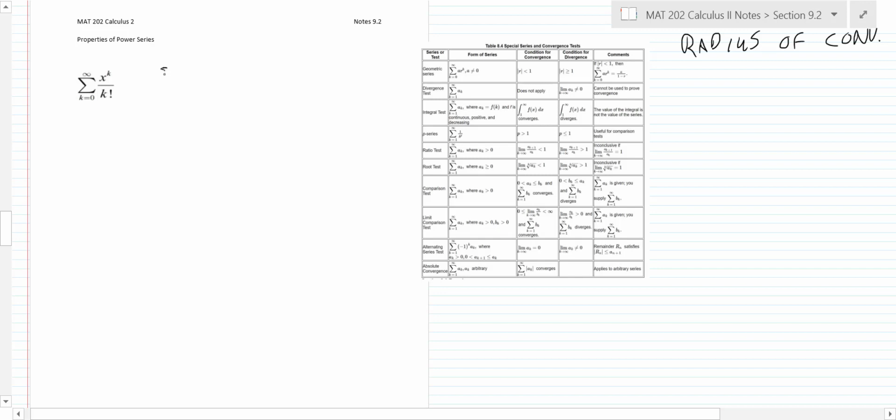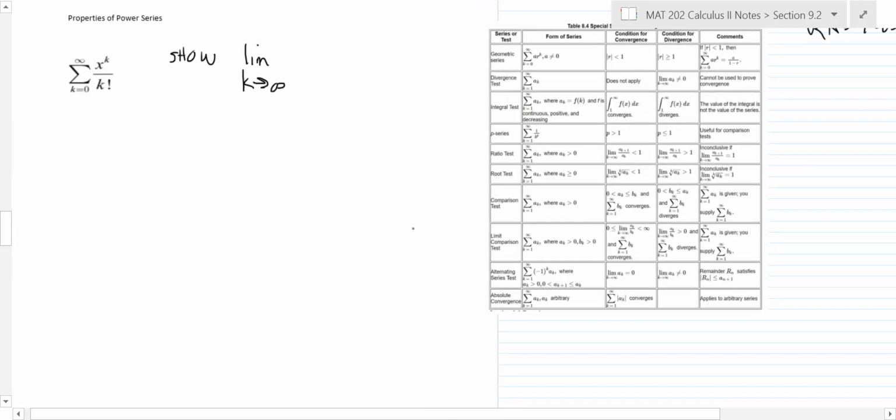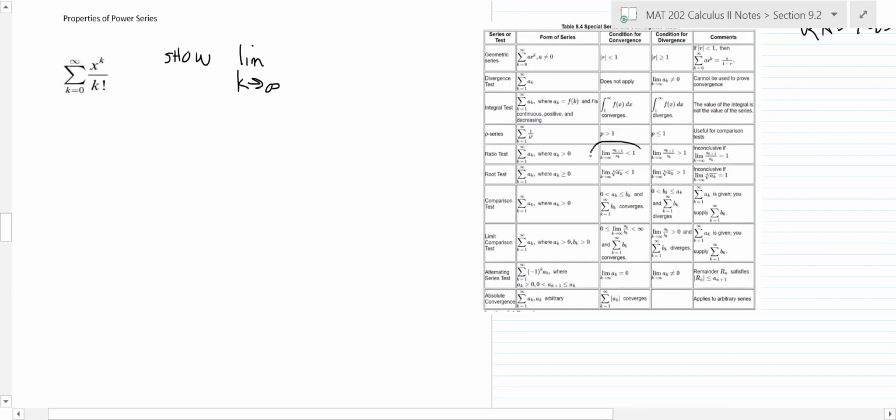Like all these problems we've been doing, we're going to show that the limit as k goes to infinity, we're going to do the ratio test again. The condition for convergence is this. What we're really doing is absolute convergence on this, but we're applying the ratio test. So we're going to show that the absolute value of a sub k plus 1 over a sub k is less than 1. That's the condition for convergence in the ratio test.